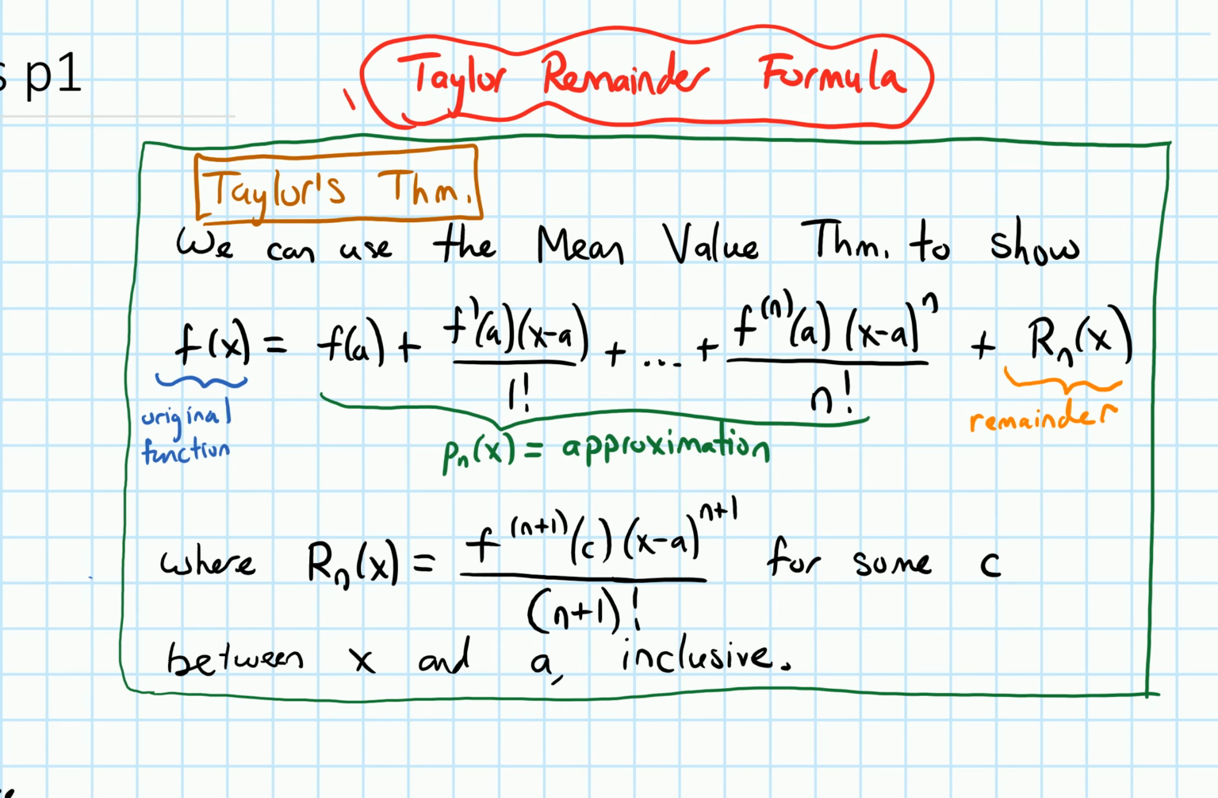The absolute value of that remainder, Rn of x, if we isolate Rn of x, we would get f of x minus Pn of x, and I'm writing this whole thing in absolute values. The original function minus the approximation, that is what the error is. So our goal in this section will be to find an upper bound for the absolute value of the error. In other words, find something that's always going to be larger than the absolute value of the error.